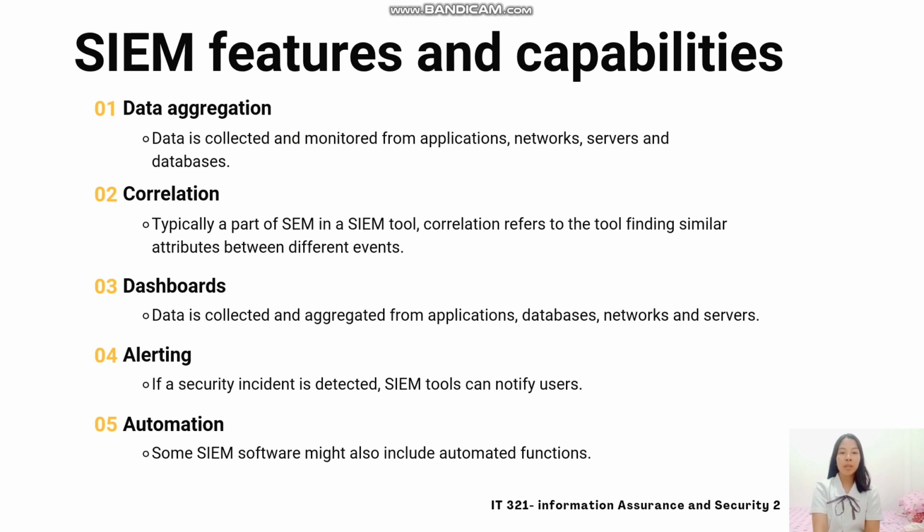Alerting, if a security incident is detected, SIEM tools can notify users. Automation, so some SIEM software might also include automated functions. It uses technology to perform tasks with reduced human assistance.